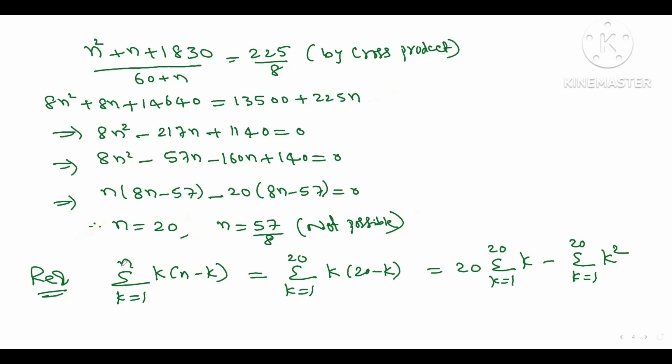So summation k is equal to 1 to n, k into n minus k, this is required. But in the place of n we should write 20 here. So k is equal to 1 to 20, k into 20 minus k. Okay, now k multiplied to all, what we get here? 20 times summation k is equal to 1 to 20 k minus summation k is equal to 1 to 20 k into k, we get k square. Sum of natural numbers formula n into n plus 1 by 2, but n value how much here? 20. Here the sum of squares of natural numbers formula is n into n plus 1 into 2n plus 1 by 6.